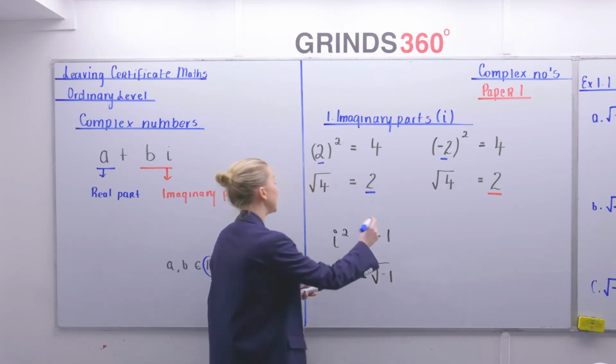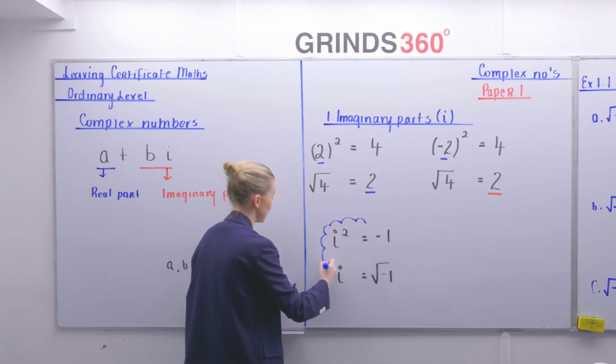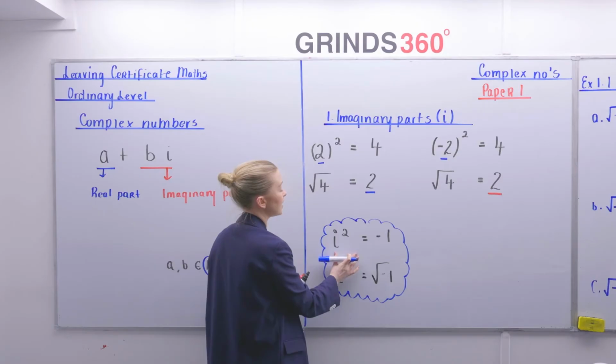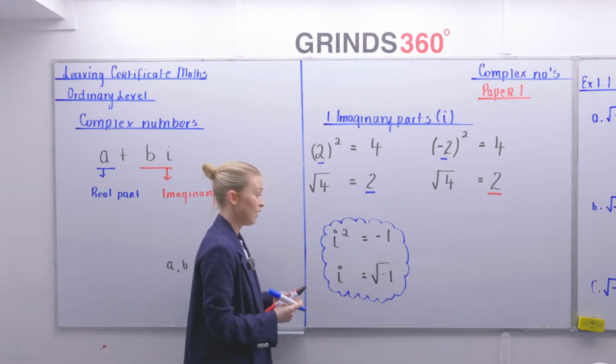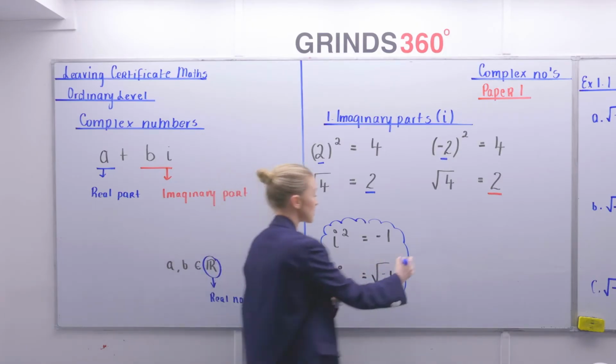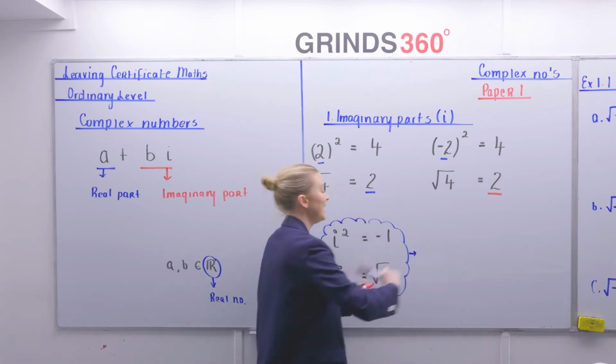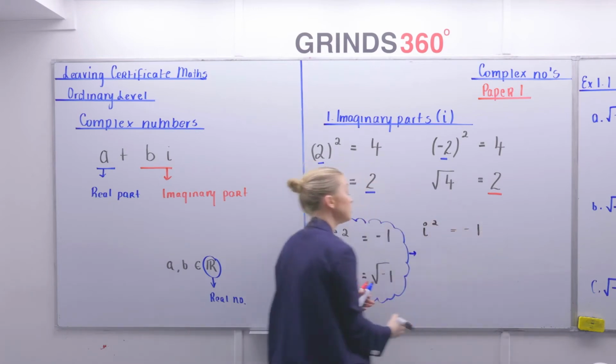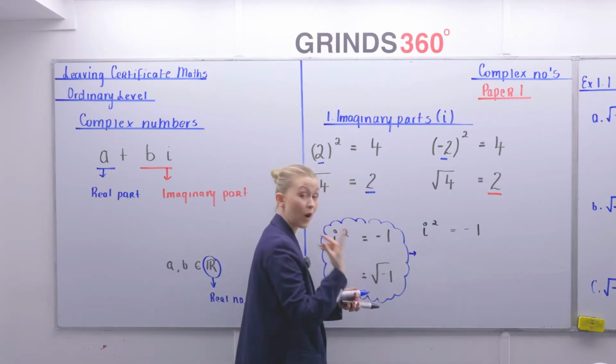Now, this is typically given to you in your exam question. However, you'll normally only get the top part here, i squared is equal to minus 1. However, just to point out what we're looking at here, if I tell you i squared is equal to minus 1, and I want to get i on its own, what's the opposite to square?